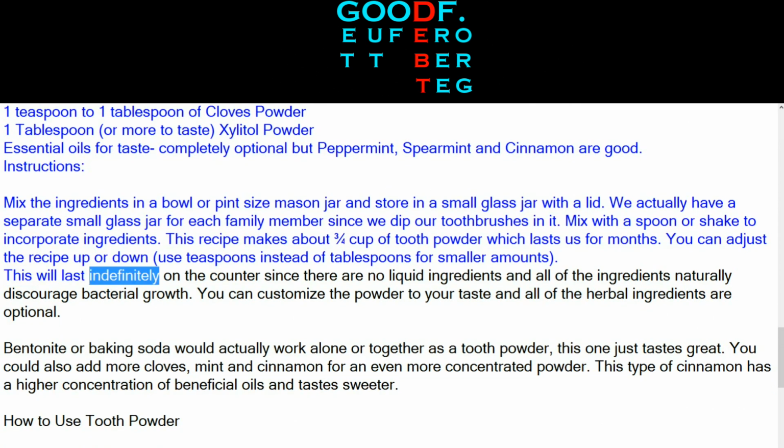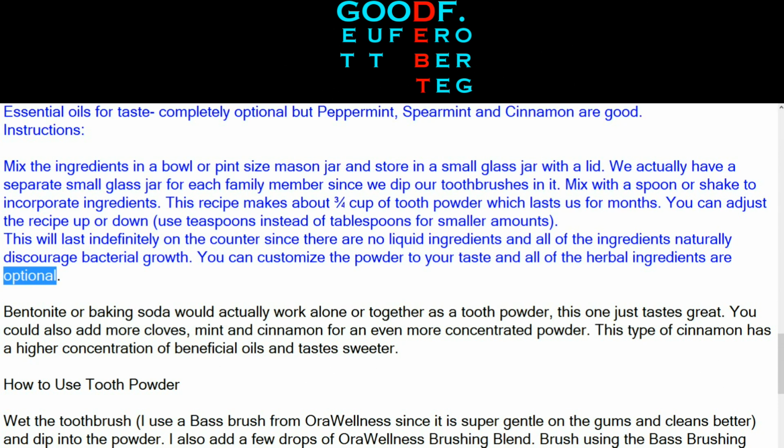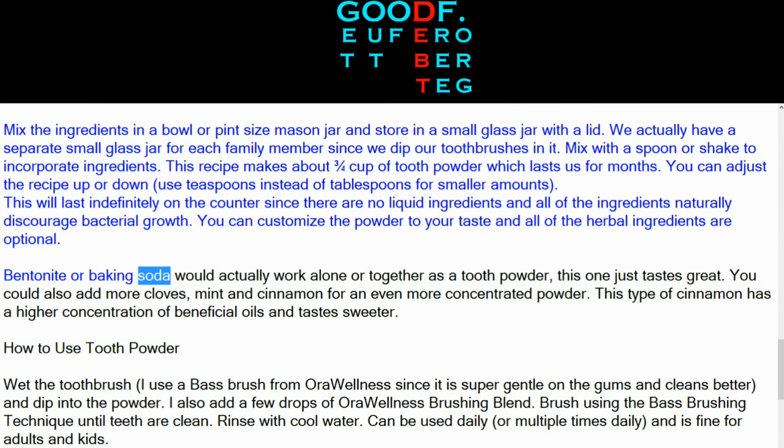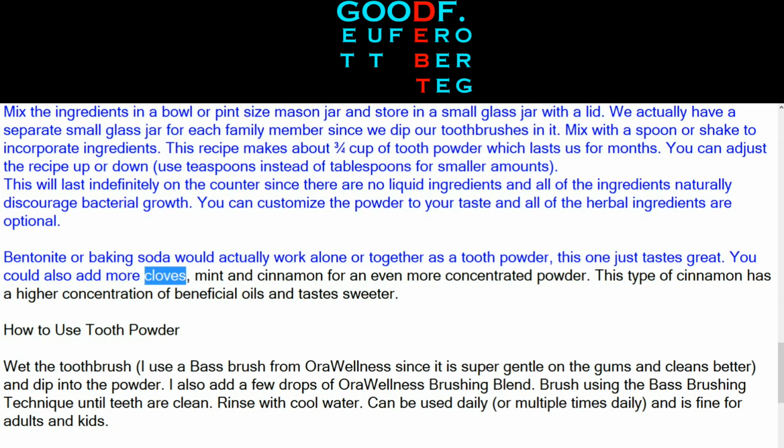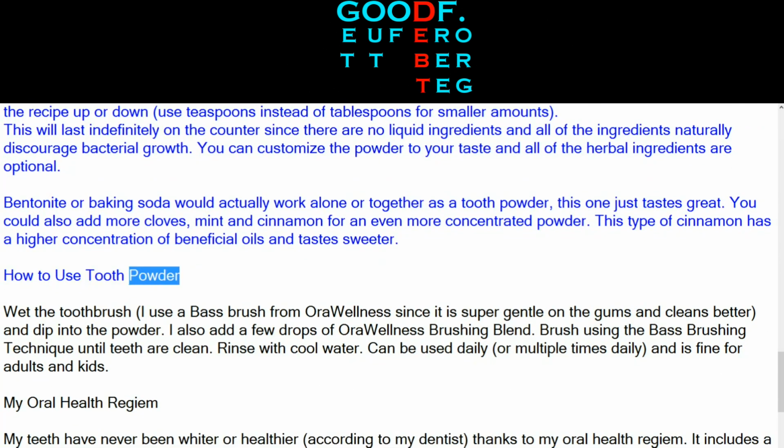This will last indefinitely on the counter since there are no liquid ingredients and all of the ingredients naturally discourage bacterial growth. You can customize the powder to your taste and all of the herbal ingredients are optional. Bentonite or baking soda would actually work alone or together as a tooth powder, this one just tastes great. You could also add more cloves, mint and cinnamon for an even more concentrated powder. This type of cinnamon has a higher concentration of beneficial oils and tastes sweeter. How to use tooth powder.